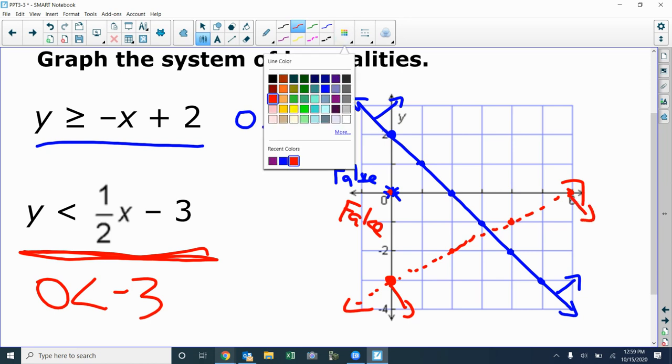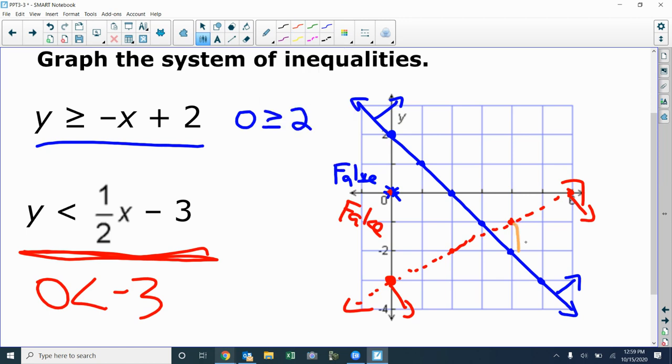So what do they have in common? Well, they only have this little area and this nice little pizza slice here.